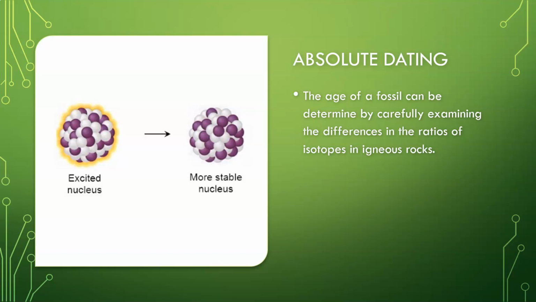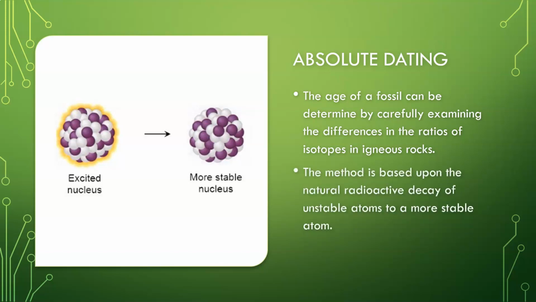In those terms, our igneous rocks can undergo what we call absolute dating. There'll be no fossils in igneous rocks because the fossils have been melted, so we can't use relative dating with our igneous rocks at all. This method of absolute dating is based upon natural radioactive decay of unstable atoms to more stable atoms. Remember, our atoms always want to be as stable as they can get. They want stability.